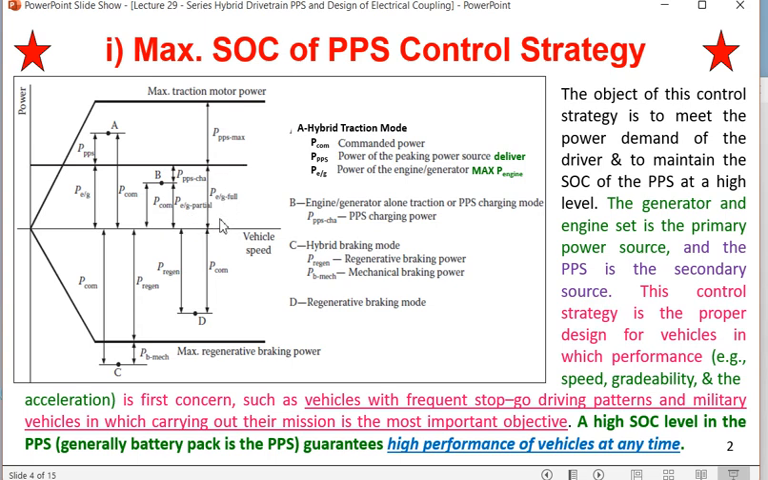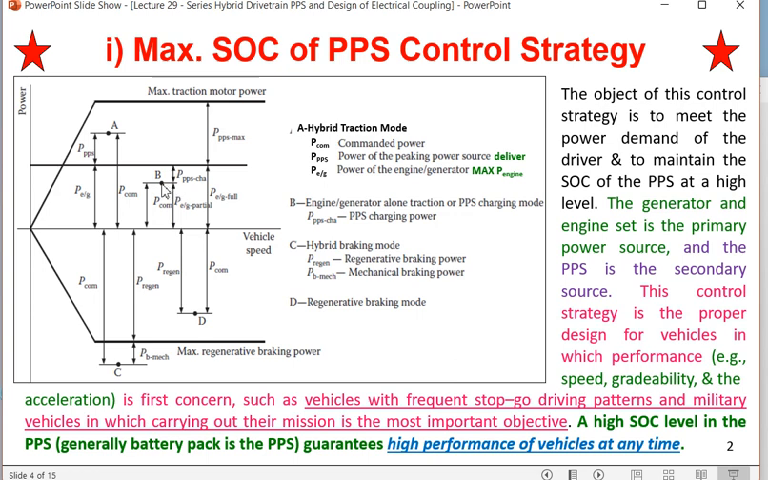In this case what we have to do is first check whether the SOC is completely charged or not, whether the battery is completely charged or not. If the battery is completely charged, in that case the engine generator will produce power only from 0 to B. So this is the first condition. We have to first check whether the battery, that is the PPS source, is completely charged or not. If it is, then the engine generator is going to produce power only for B. Whatever power is produced by the engine generator, this much will go for the traction purpose.